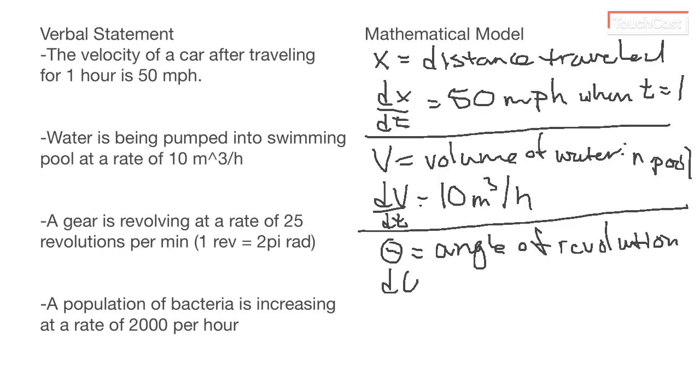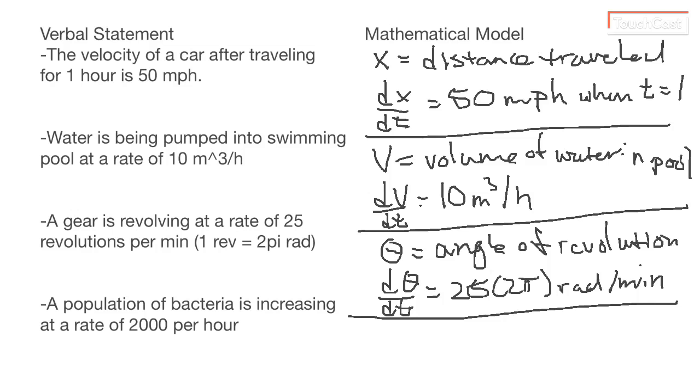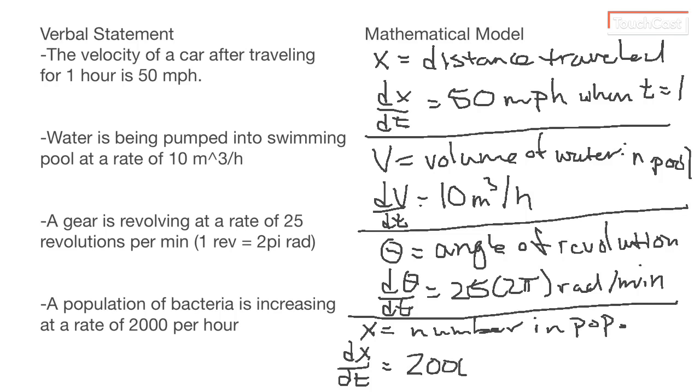For our third verbal model, a mathematical model might look something like theta is the angle of revolution and d theta/dt is 25 times 2 pi radians per minute. And then this last verbal model we might represent as x equals the number in population and dx/dt is 2,000 bacteria per hour.